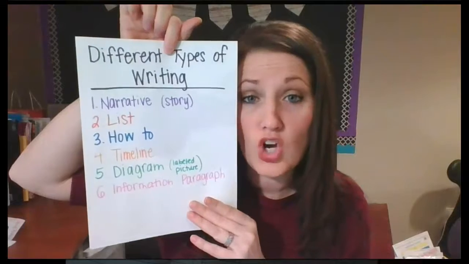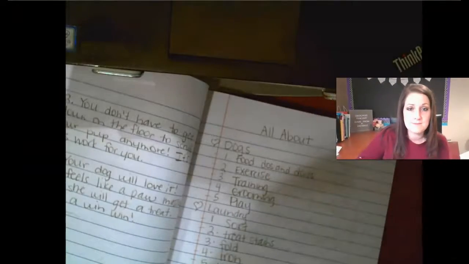So you're going to pick your topic, which one you're going to write about, and then you're going to decide for each chapter which type of writing are you going to use. So let me demonstrate what this looks like.